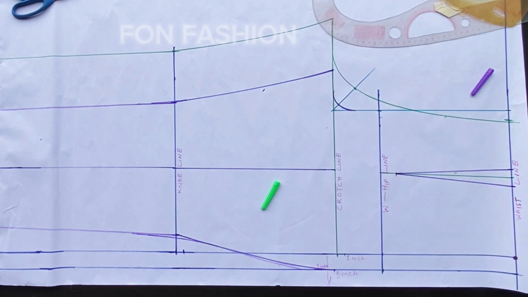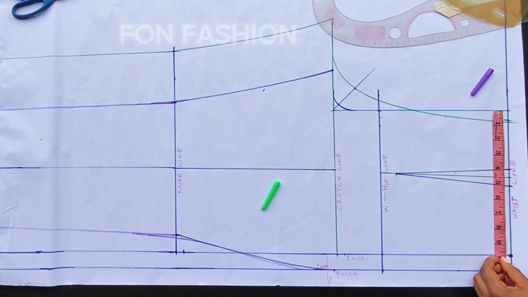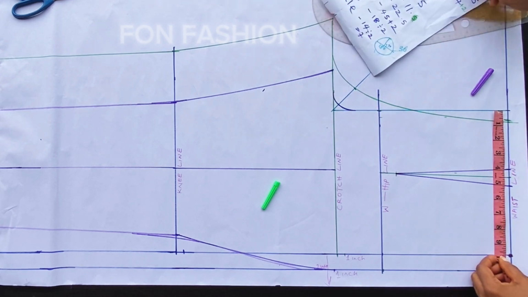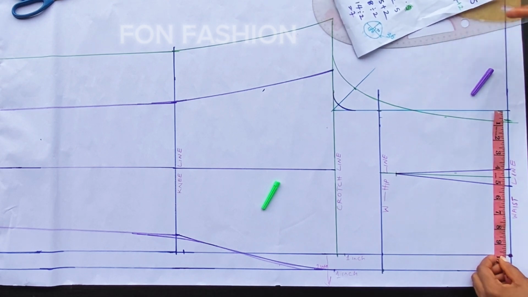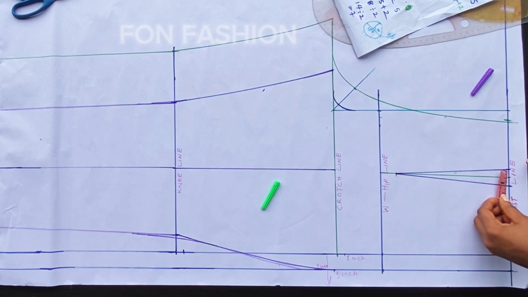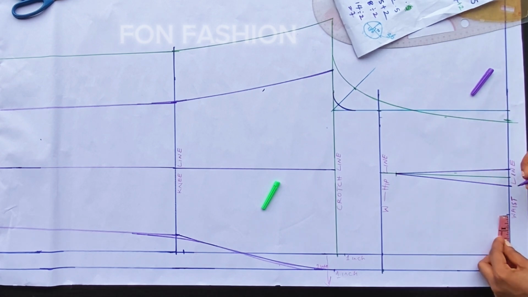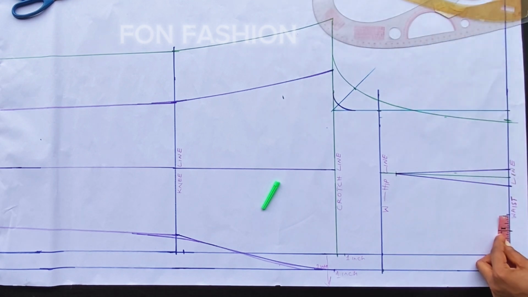So after that, the next thing I'm going to do is to mark the waist measurement, and I have a waist measurement of 28, divided by 4 will give me 7. So I'm going to be marking 7, okay, from this line. Then I will replace this dart that I've taken out. Then I will add the joining allowance, 1/2 inch for joining here and 1/2 inch for the side.